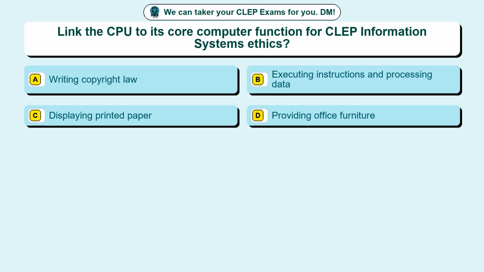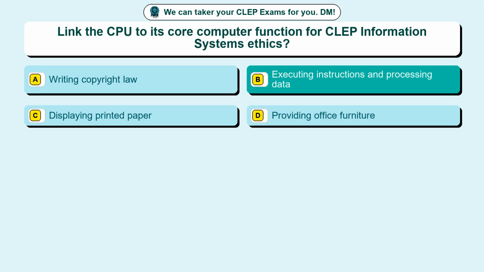Question 51. Link the CPU to its core computer function for CLEP Information Systems ethics. Option A. Writing copyright law. Option B. Executing instructions and processing data. Option C. Displaying printed paper. Option D. Providing office furniture.